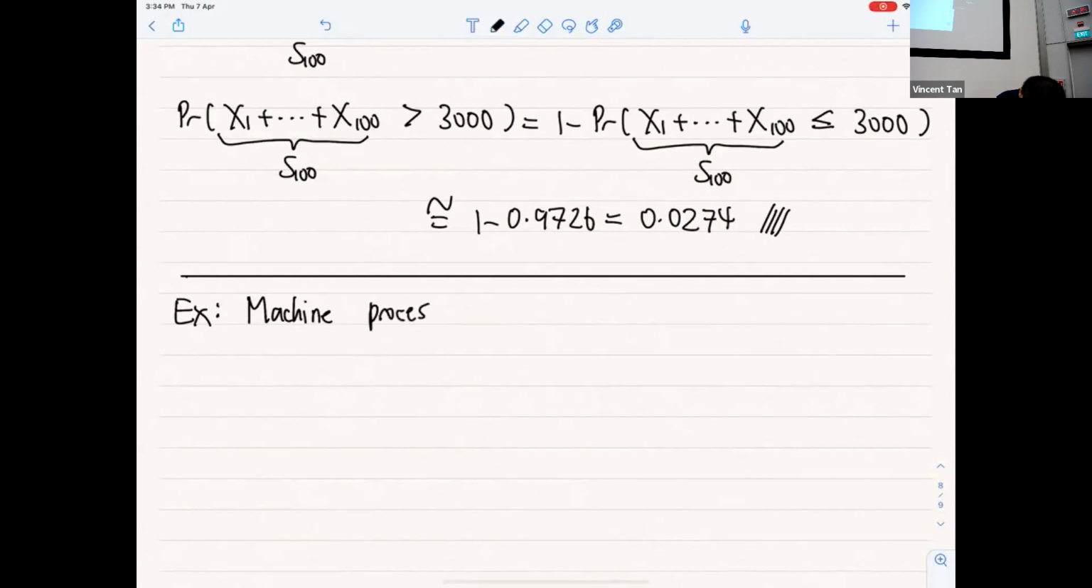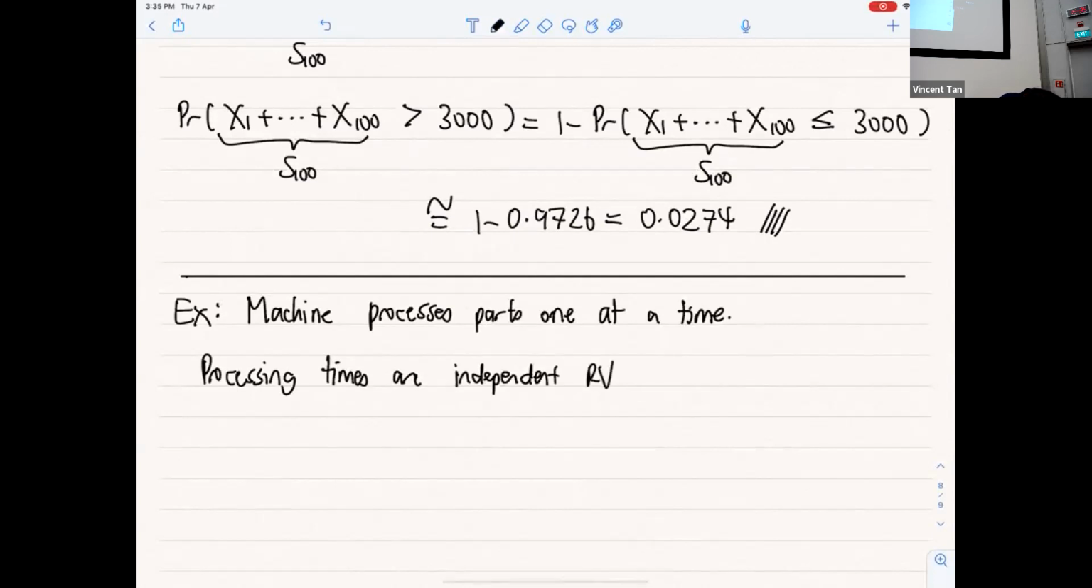A machine processes parts one at a time. The processing times for each part are independent random variables, uniform in the interval 1 to 5 seconds. So we are going to process the parts, and the processing time for each part is anything between 1 to 5, a uniform random variable.